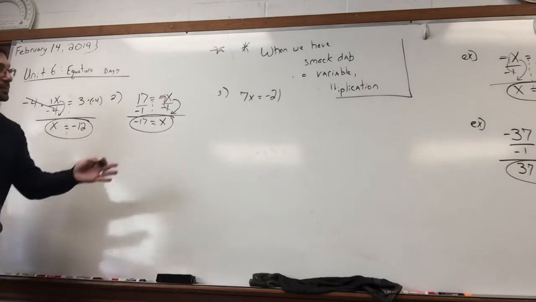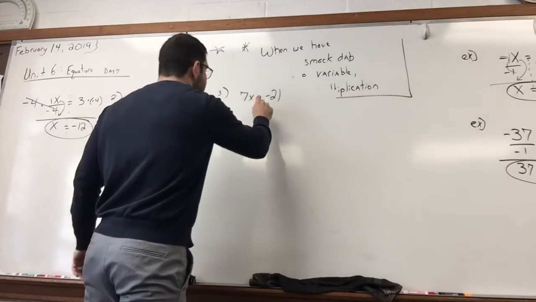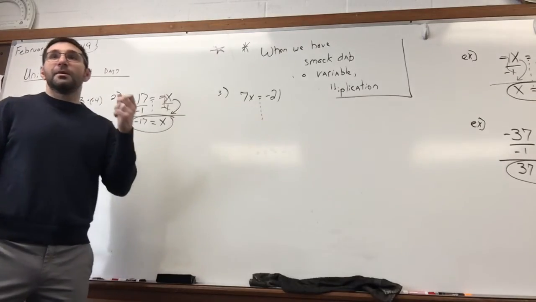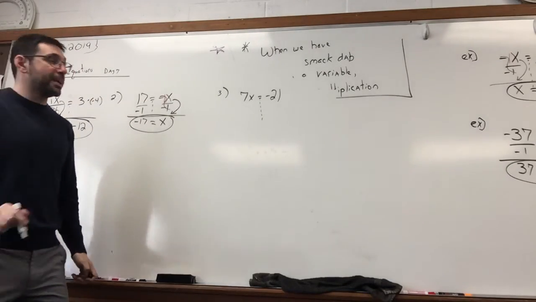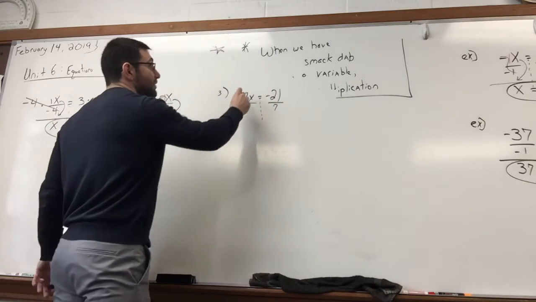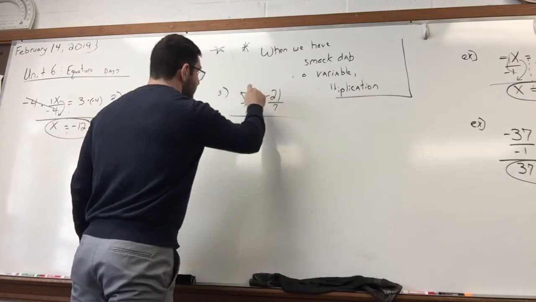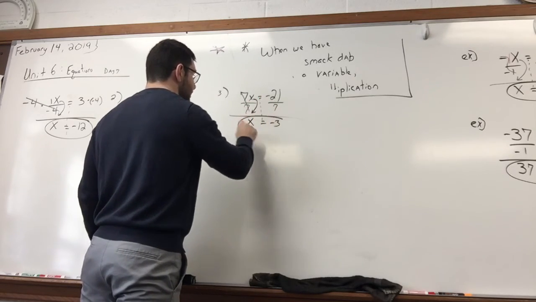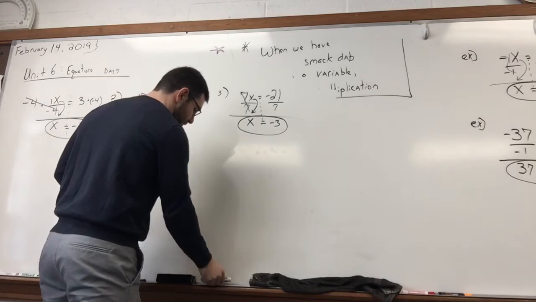Last but not least, this is 7x equals negative 21. Find your balance point. 7x, number right next to a variable means multiplication. So the inverse is division. 7 divided by 7 is 1. 1 what? 1x. Negative 21 divided by 7 is negative 3.